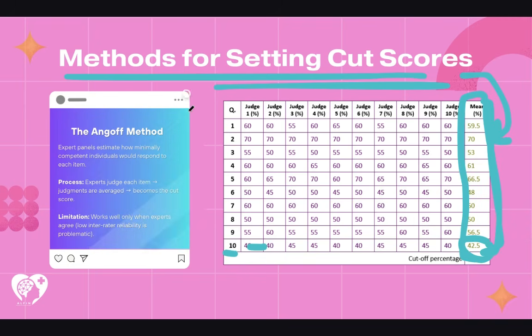How easy is that? The downside of this one is that it relies on the judgment of the judges. Of course, it is subjective and prone to bias. So if you have low inter-rater reliability, you cannot really insist that your cut score is valid.